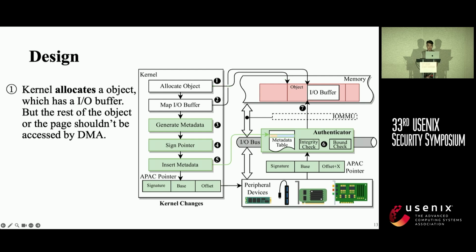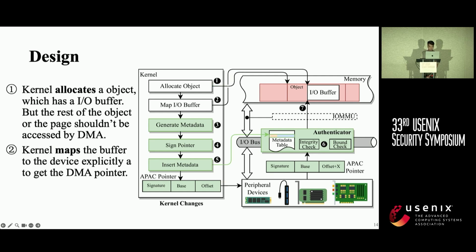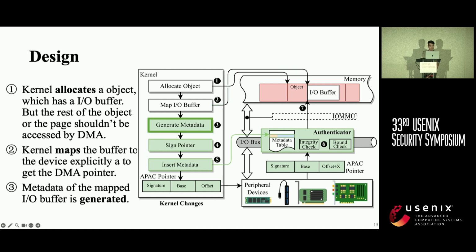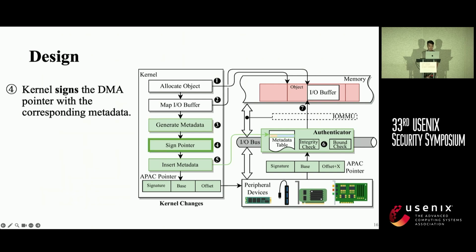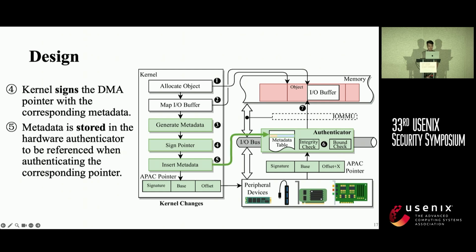First, the kernel allocates an object containing an I/O buffer, but the other memory area should not be accessed by the DMA. Then the I/O buffer is mapped for the peripheral to get the corresponding DMA pointer. Then the kernel records the metadata of the mapped DMA buffer, like bounds and mapping identifier. It also assigns the DMA pointer with the corresponding metadata. Then the kernel stores the metadata, making it ready to be referenced during authentication.